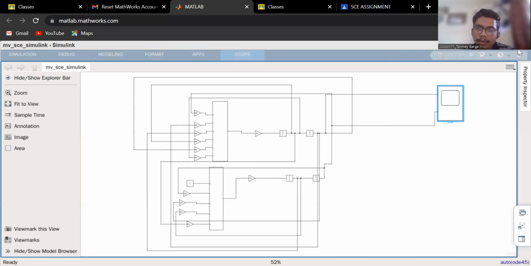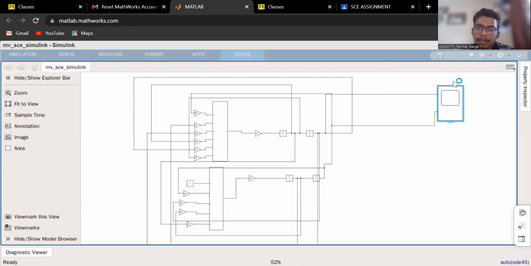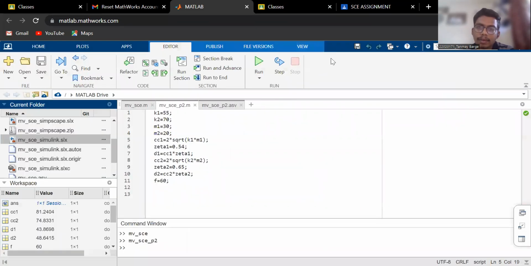So this is how we can use Simulink and Simscape for modeling our system.